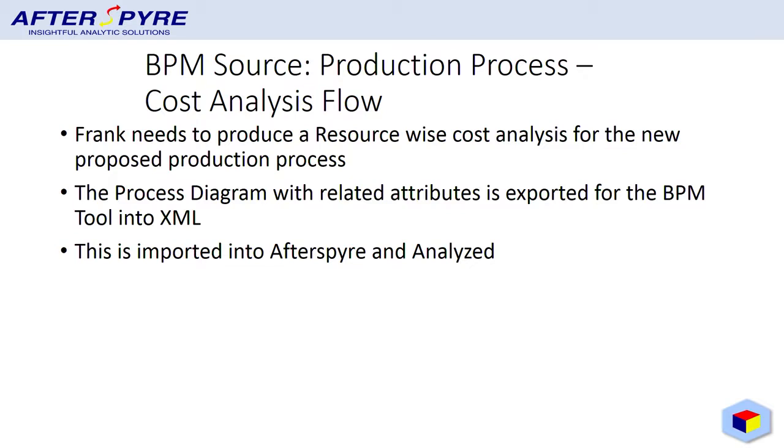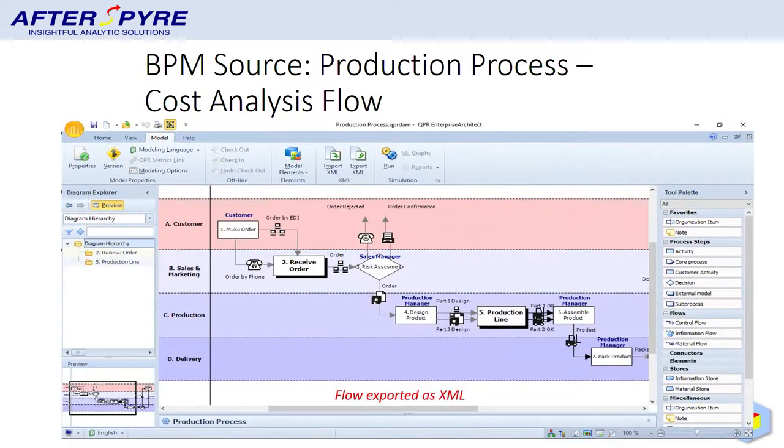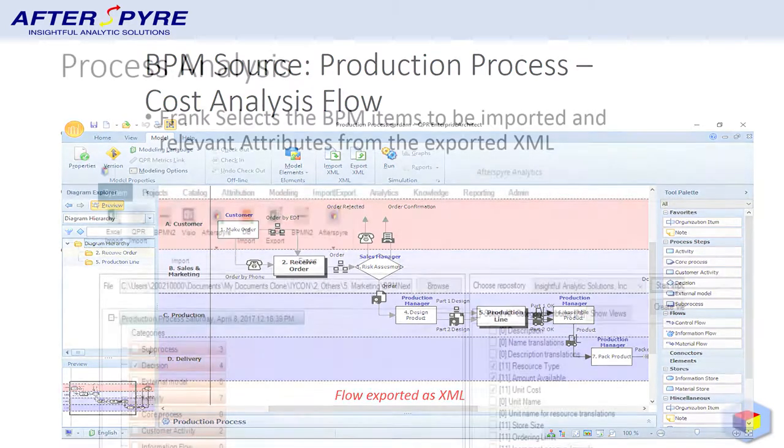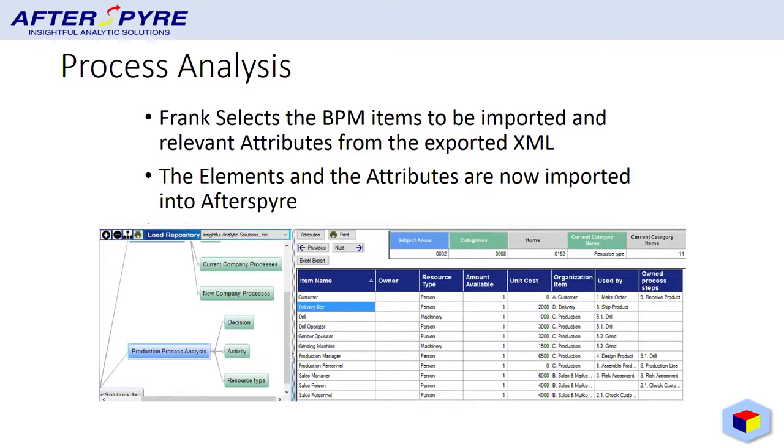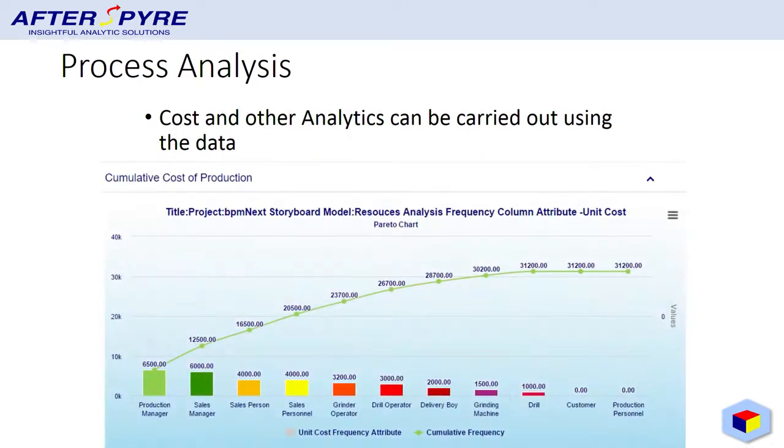Once you decide to acquire, you want to then look at the production process of the new organization, export data from your BPMN tool, understand your cost, your resources, and try and understand, is it worth the while? Is it an efficient process? Again, I have more examples. You can export this into XML from any BPMN tool and then decide what attributes to use, whether it is cost, time, resources. And once you have all the data within Afterspyre, you can then generate your process analytics to understand. So in this case, a Pareto diagram, just as an example.